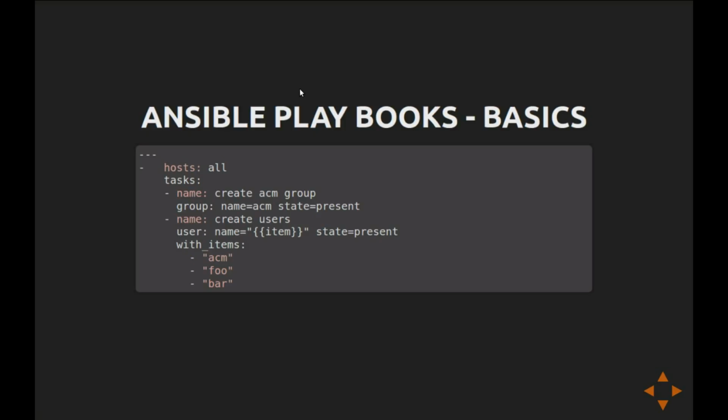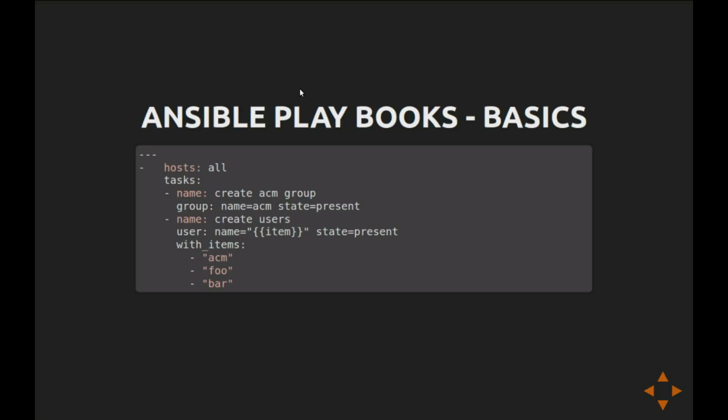So here we're creating the group, so we say name, and we don't even have to provide this name line. This is just providing some useful debug information as Ansible is chugging along and applying our configuration. So it'll print out the name, or the text, create ACM group, while it's creating the group on the system, or all of the systems for the ACM user.